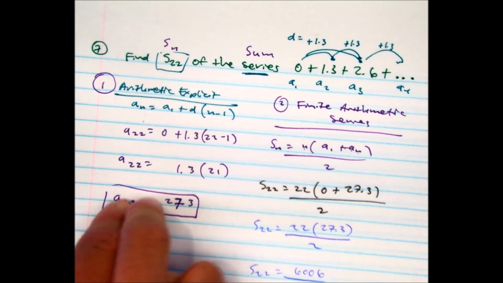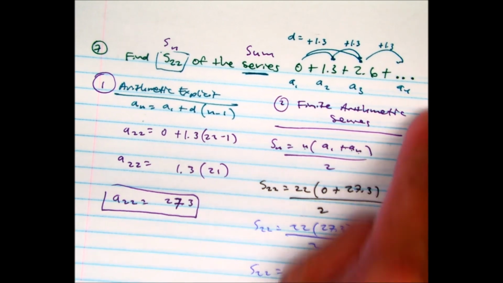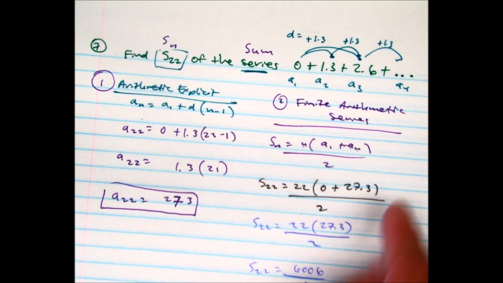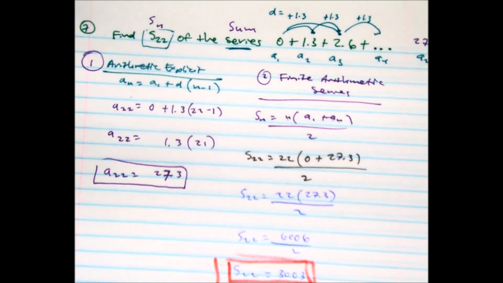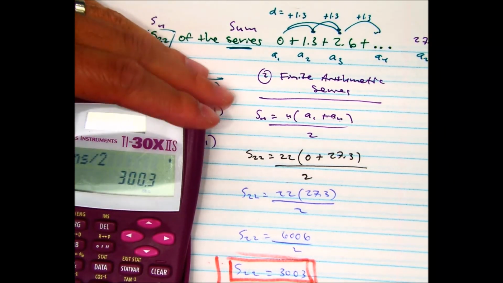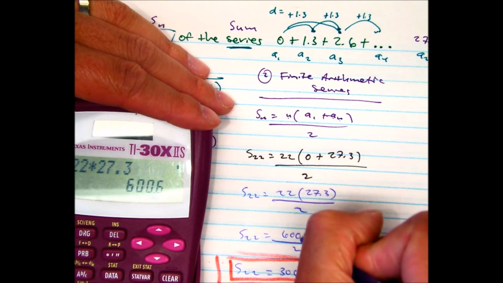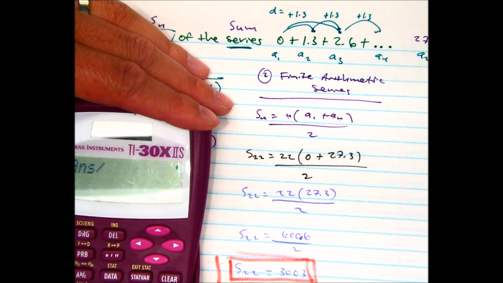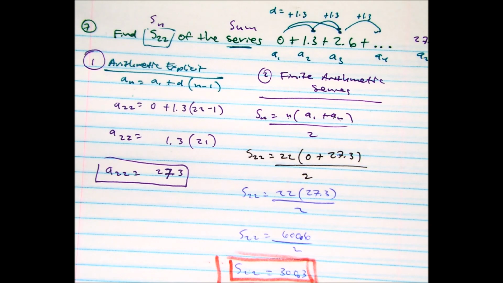So first use the arithmetic explicit formula to find the 22nd number. Then from the 22nd number, now I have the first and last numbers, and then I can use the finite arithmetic series formula, which is here, and this is our sum. I made a mistake. So here, let's do it again. 22 times 27.3 gives us 600.6, and if I divide that by 2, I get 300.3, which is our answer. Not 3,000. So 300.3 is our sum of the 22 numbers added up.